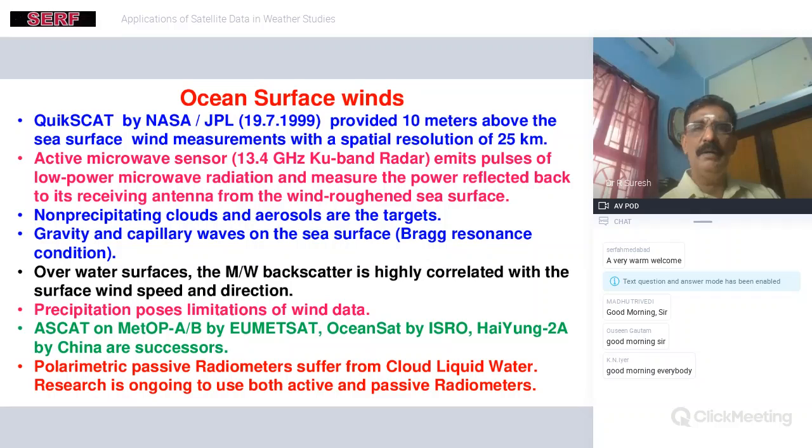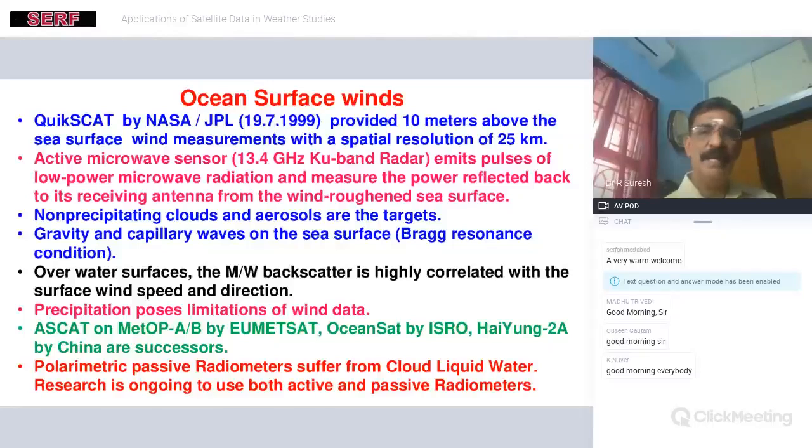Now we are going to other product generation and applications from the satellite data. It is about the ocean surface wind. Surface here means almost similar to what we have over the land area, 10 meters above the surface. The first and foremost of its kind, which was quite useful to the meteorological community, was the satellite QuikSCAT, launched by NASA's Jet Propulsion Laboratory. It had a very fantastic spatial resolution of 25 kilometers, and it carried an active sensor as a payload, that is nothing but a Ku band radar at 13.4 GHz.